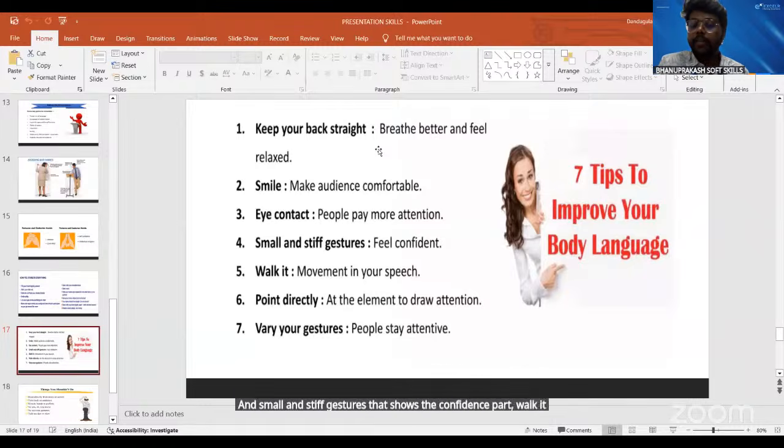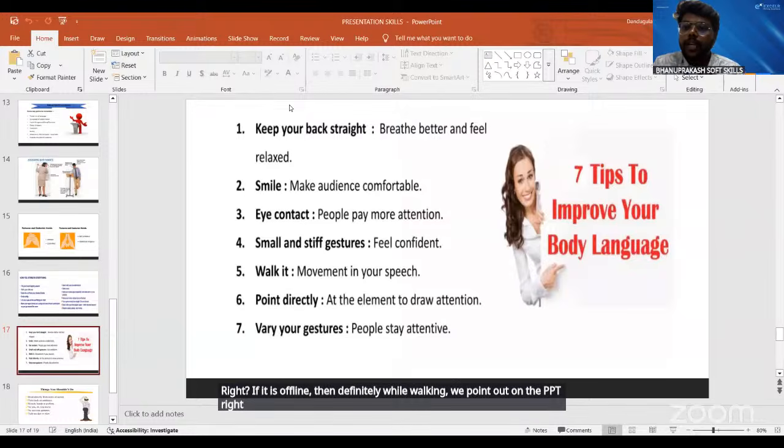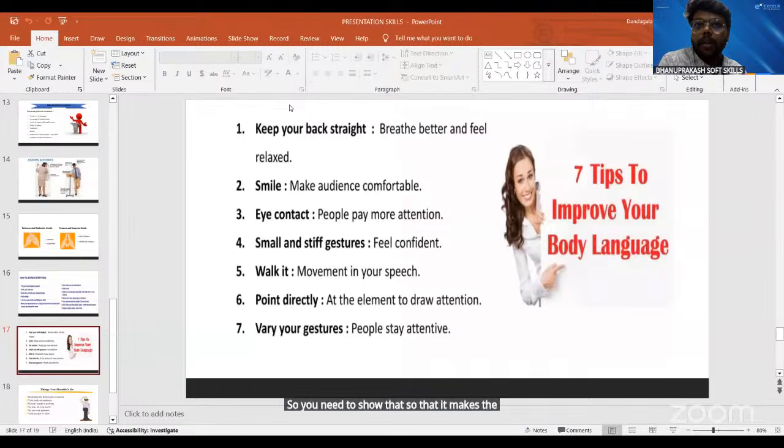Walk, that is, you need to move while giving the speech and point directly. Normally, while moving, you need to point out where you are teaching. Just like I move this cursor, right? If it is offline, then definitely while walking, we point out on the PPT, right? So you need to show that so that it makes the observer attentive to what exact point you are speaking about. And vary your gestures. So you need to keep changing your gestures, like your head gestures, hand gestures, and everything.